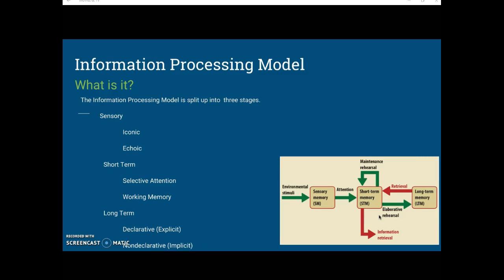And this is just a little diagram of the information processing model. It comes in, goes to sensory memory. Sensory memory goes to short-term memory, where it sorts through everything. It's the working memory. And then maintenance rehearsal is when you say something over and over to keep it in short-term memory. And then if you practice elaborative rehearsal, it goes to long-term.